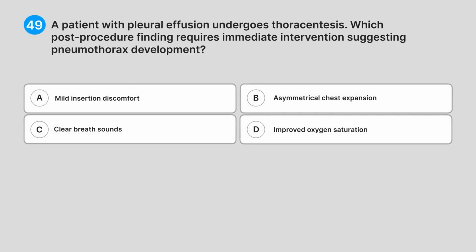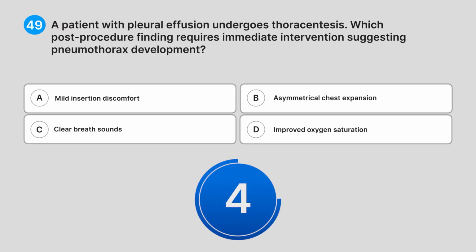49. A patient with pleural effusion undergoes thoracentesis. Which post-procedure finding requires immediate intervention, suggesting pneumothorax development? A. Mild insertion discomfort. B. Asymmetrical chest expansion. C. Clear breath sounds. D. Improved oxygen saturation. Can you guess the answer?